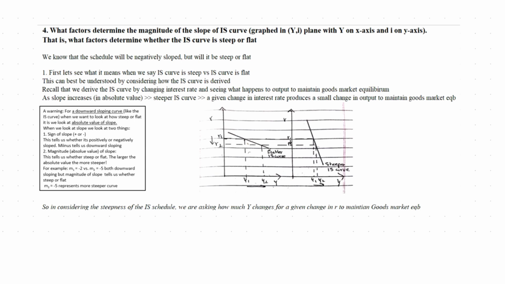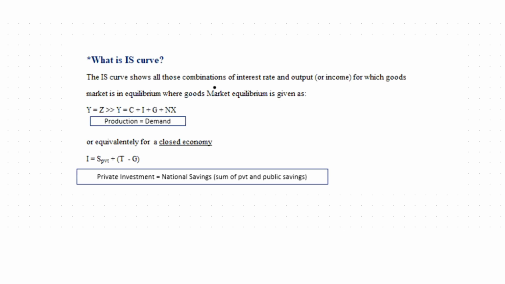First, let's see what we mean when we say the IS curve is steep versus the IS curve is flat. This can be best understood by considering how the IS curve is derived. Recall that we derive the IS curve by changing the interest rate and seeing what happens to output to maintain goods market equilibrium. We did that earlier, where to derive the IS curve, we change the interest rate and see what happens to output to maintain equilibrium in the goods market.